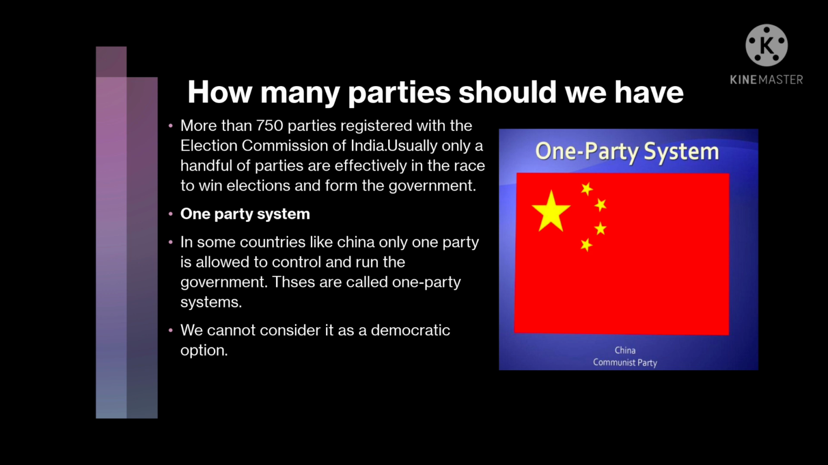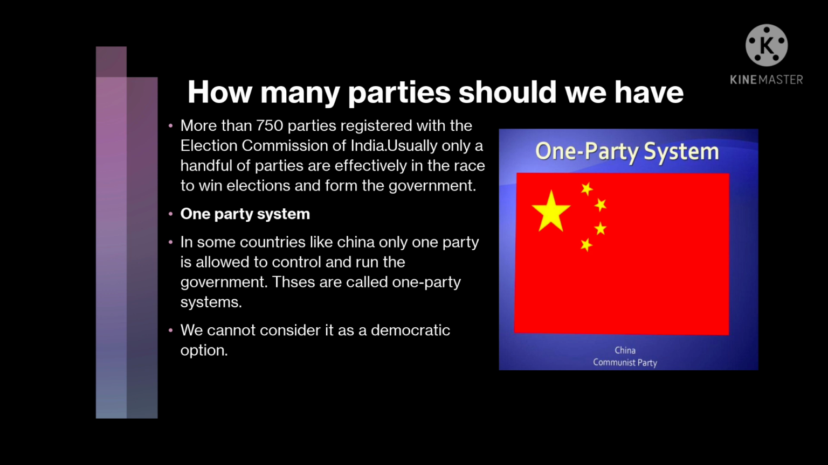Usually only a handful of parties are effectively in the race to win elections and form the government. So the question is, how many major or effective parties are good for a democracy? So this is the question in front of us. In some countries, only one party is allowed to control and run the government. So these are called one party system. If one party is allowed to rule and control the government, that country is called a one party system. So China is the best example, but it is not a democratic option.